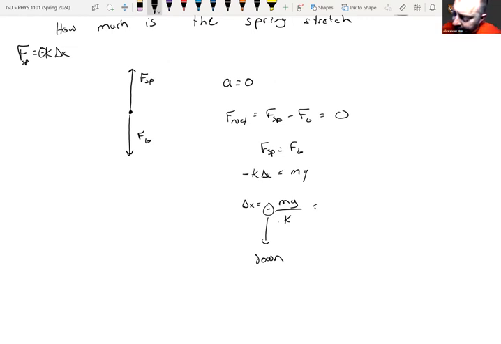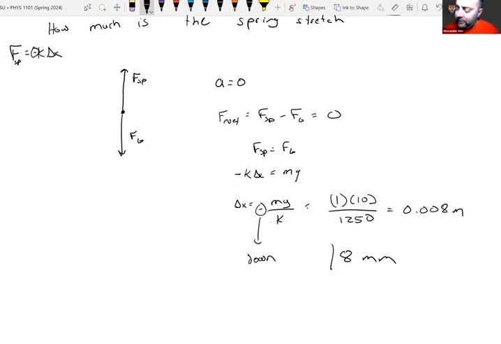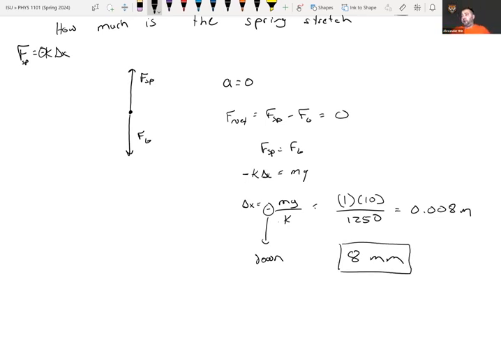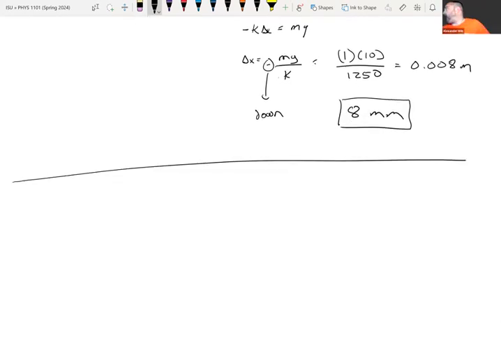Okay. And then you would have 1 kilogram times 10 divided by 1,250. And when you do that, you end up with 10 divided by 1250, and that's going to give you 0.008 meters, which would be 8 millimeters, or 0.8 centimeters, however you prefer to express that. Okay, so that would be how you would look at that one. Now, next one I want to do, another type of problem we might see.